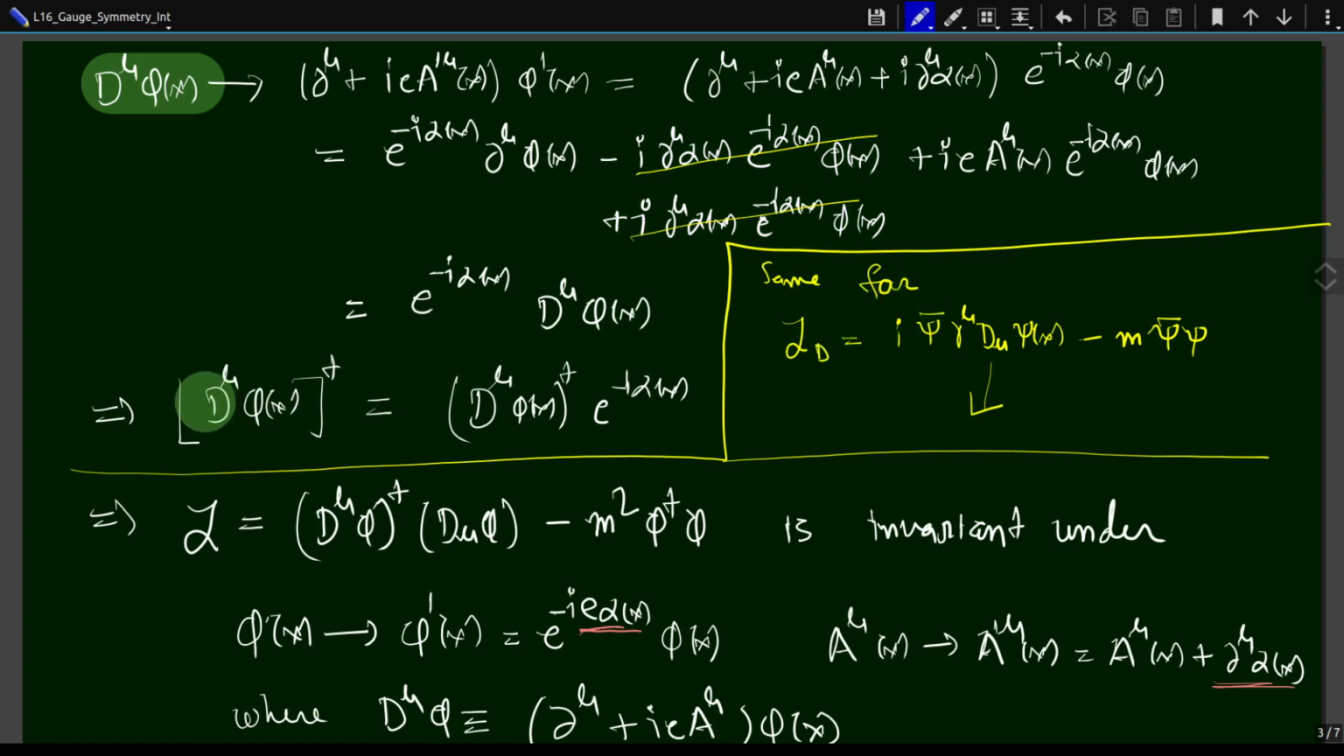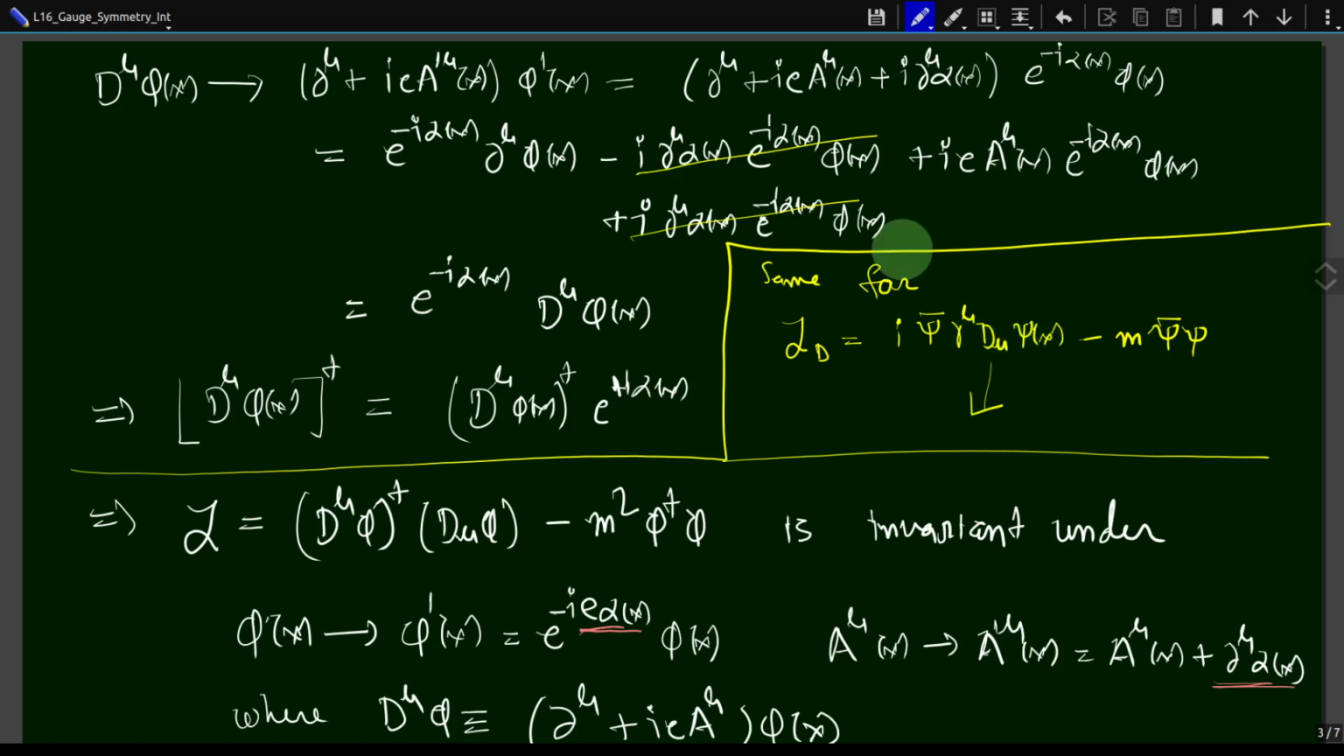If I take the dagger, my apology, it just becomes plus iα. Once I have this, I can combine D_μ with a γ^0 in between, and ψ bar on the left. The same thing one can do for the Dirac Lagrangian as well: the ordinary derivative gets changed by what's called the covariant derivative.